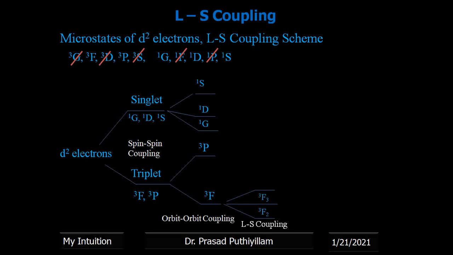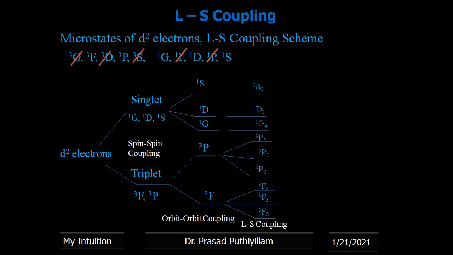Then we have triplet P0, triplet P1 and triplet P2 values. And for singlet G we obtained G4, then singlet D2, and singlet S0. So these are the further splittings of the energy levels with LS coupling. So now we have more energy splitting with LS coupling to explain the spectral behavior.